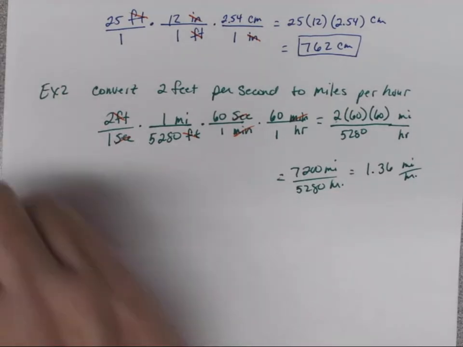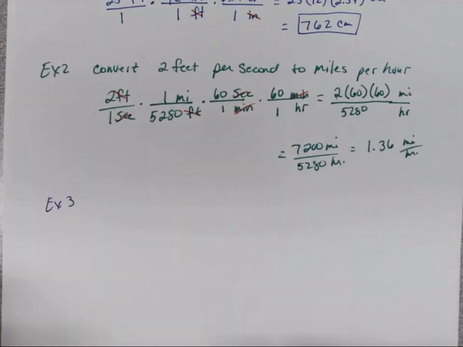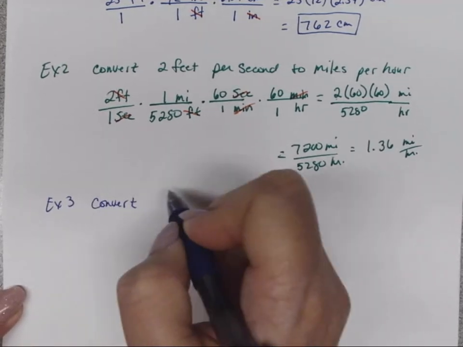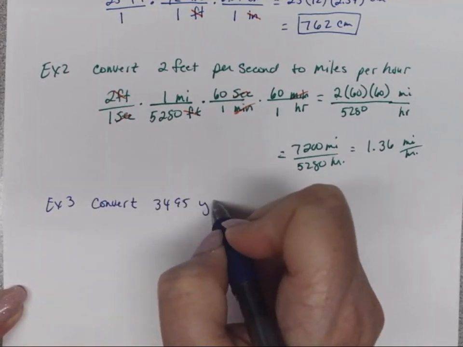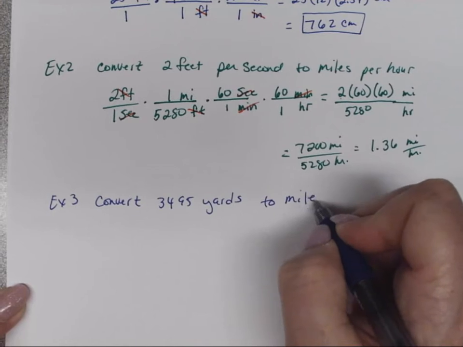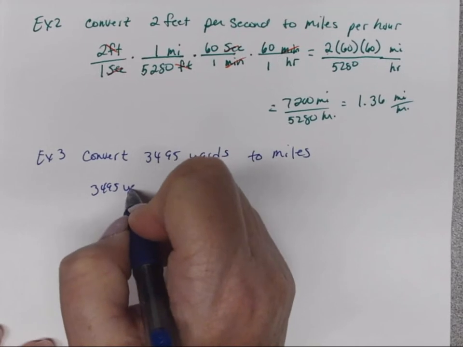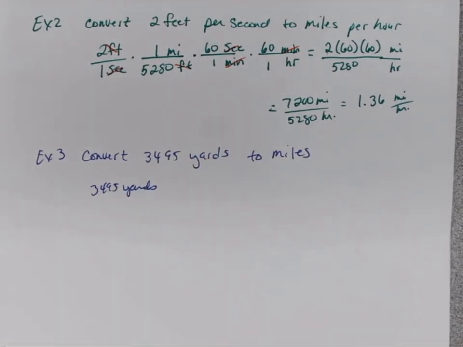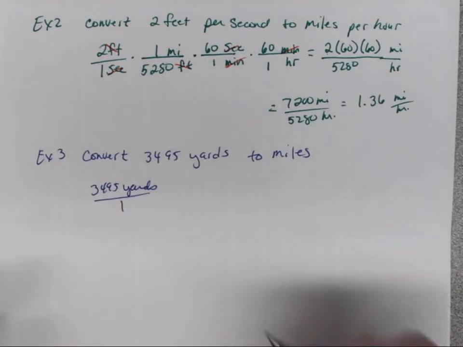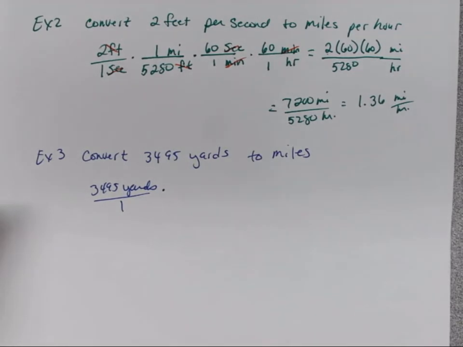All right, let's go on to example 3. So we want to convert 3,495 yards, and we want to take it to miles. So I'm going to start with my 3,495 yards. Now in this one, I don't have yards per anything, so I can write a 1 underneath that so that I know that it's the top of my fraction. And I don't know how many yards are in a mile, but I have learned that there's 5,280 feet in a mile.